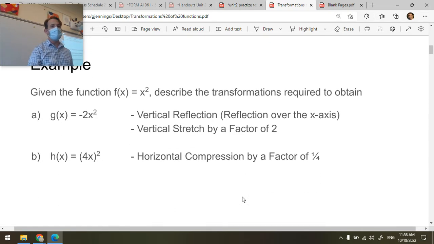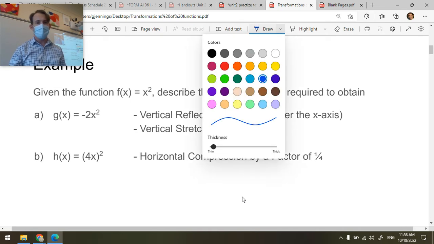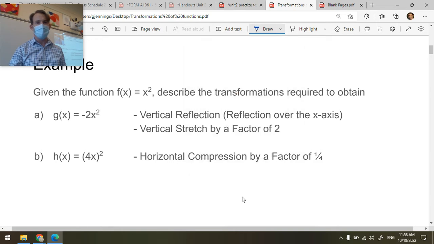So let's take a look at these two functions where we start with a function f of x. This is our parent function here. I'm going to make my pen really thin because I'm going to write lots of notes today. And here's my parent function, that's just y equals x squared. All right, and then we're going to say, well, what are we doing to it here?